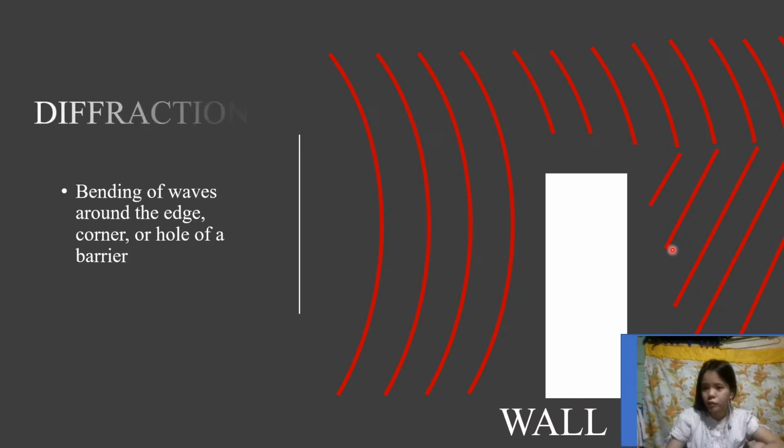So the third property that we will discuss is diffraction. Diffraction is almost the same as refraction because it also has a bending of waves. So here you can see it's some type of wave, and once there's a wall that disrupts it, cutting it in half, it starts to bend from here and return to its original state like this.